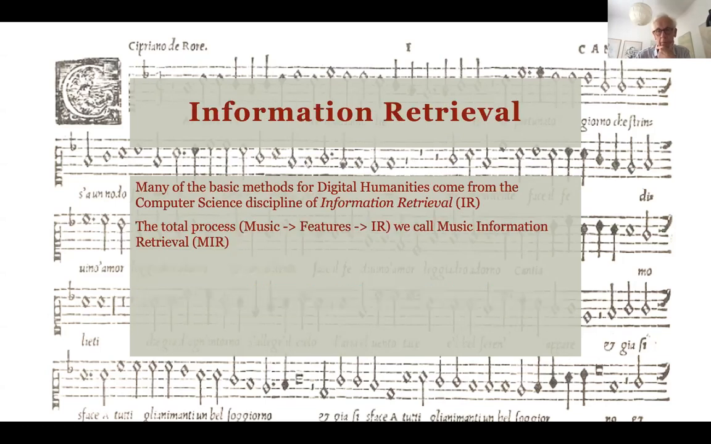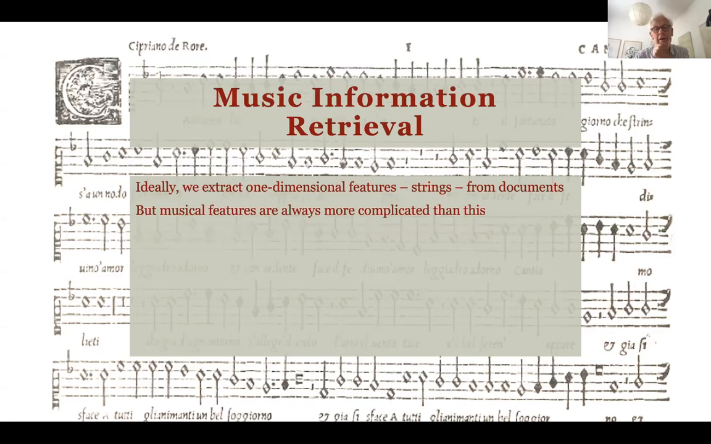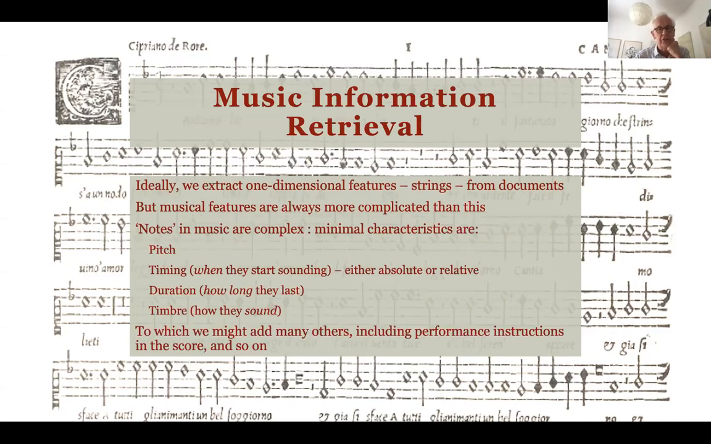Okay, good. Many of the basic methods for digital humanities come from the computer science discipline of information retrieval. In our case, we call the process of extracting features from music and then performing information retrieval on them music information retrieval. The ideal solution is to extract straightforward one-dimensional features from documents, because we can apply very well understood techniques from information retrieval on these. Musical features, however, are always more complicated than this, and I think this is all going to be obvious to people.